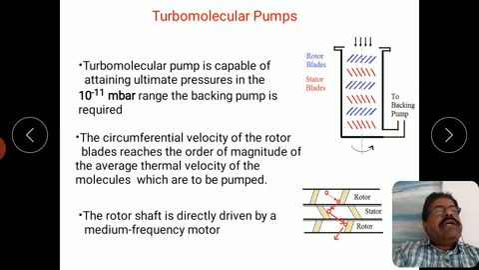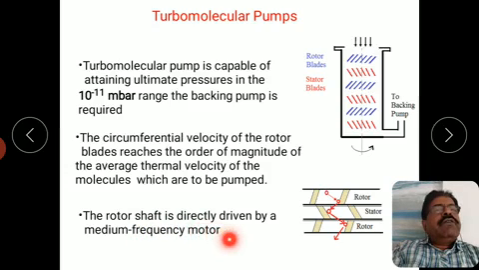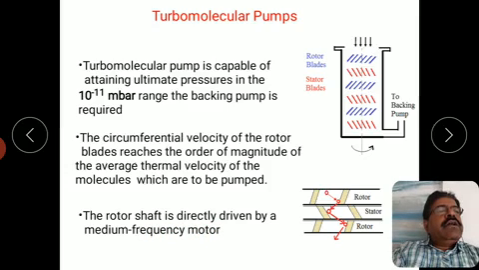So for most of the gases, the rotor speed is so maintained that the circumferential velocity of the blade is greater as compared to the average thermal velocity of the gas molecule. And for this, different types of motors are required. So the rotor shaft is directly driven by a medium frequency type of motor.